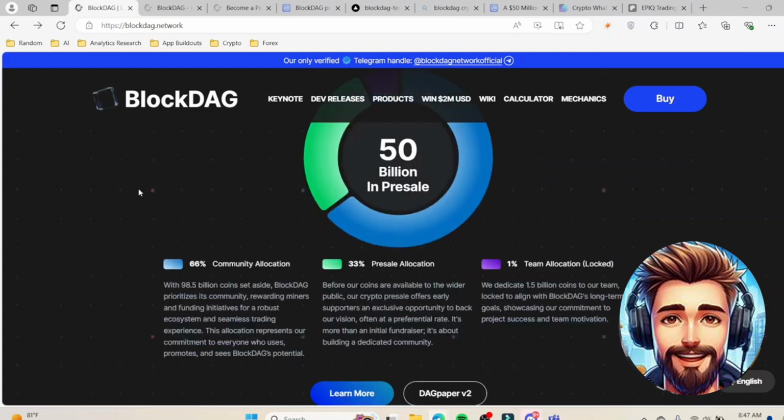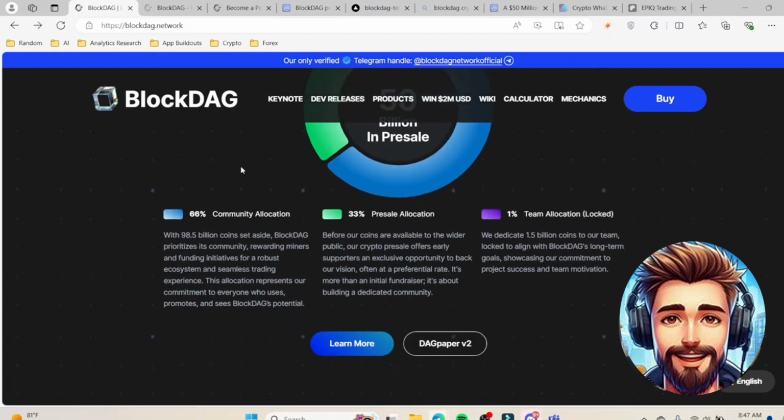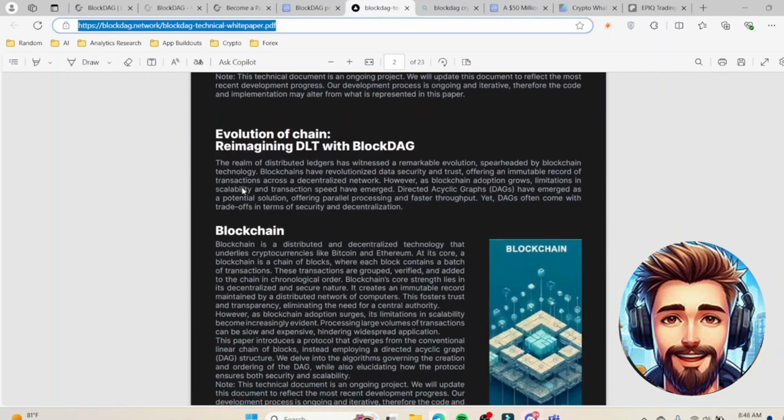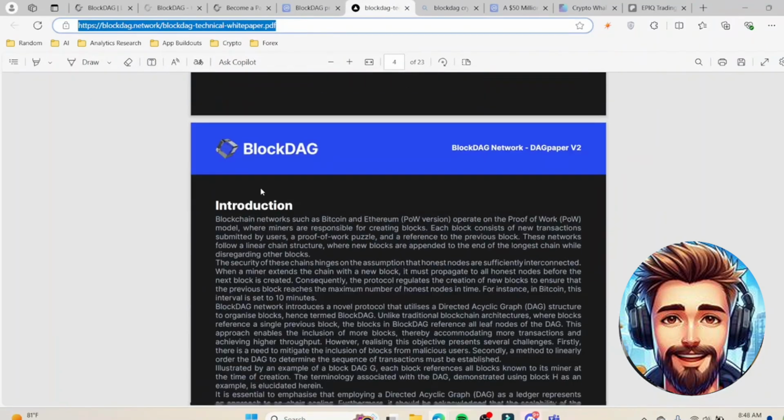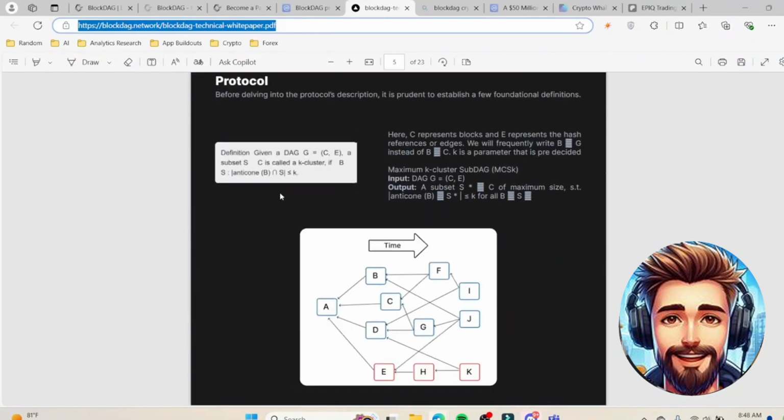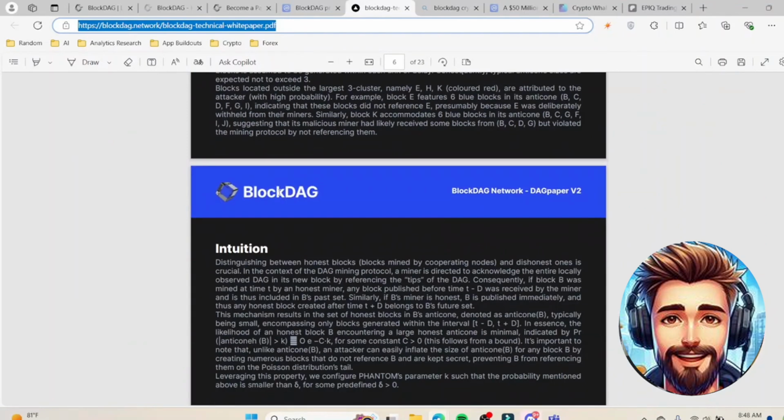If you're wondering where the rest of the money was going, the majority was going to community allocation, and then 1% is going to team allocation, which is locked. When you get some time, definitely go through their V2 white paper. It's well in depth, has a lot of information. It's actually going to go through a lot of the information that I'm talking about and some more of the mathematics that go into how these DAGs actually work.